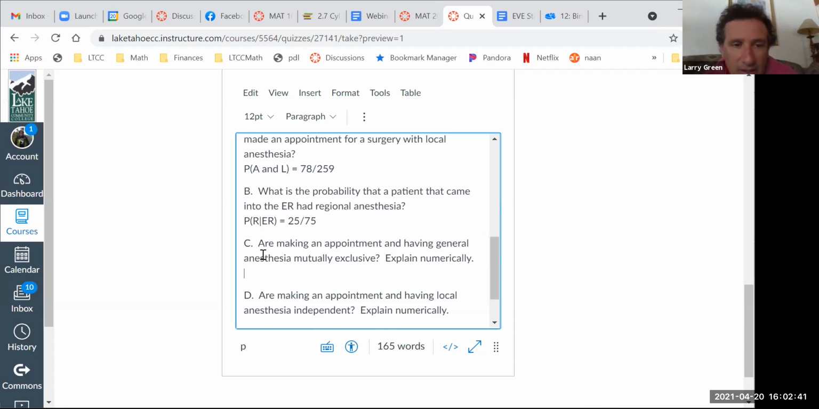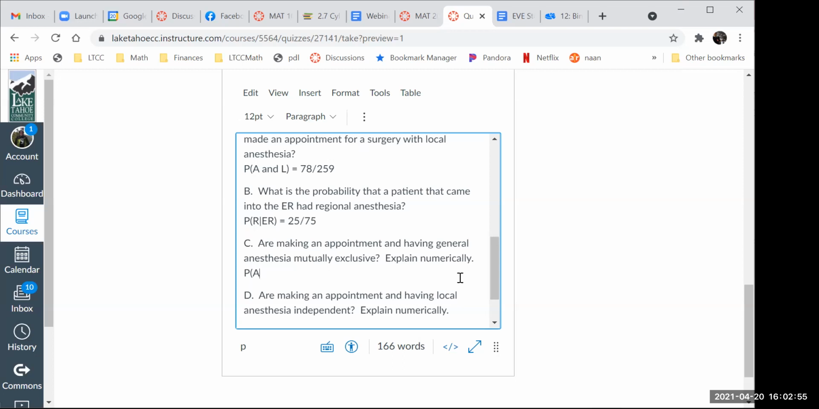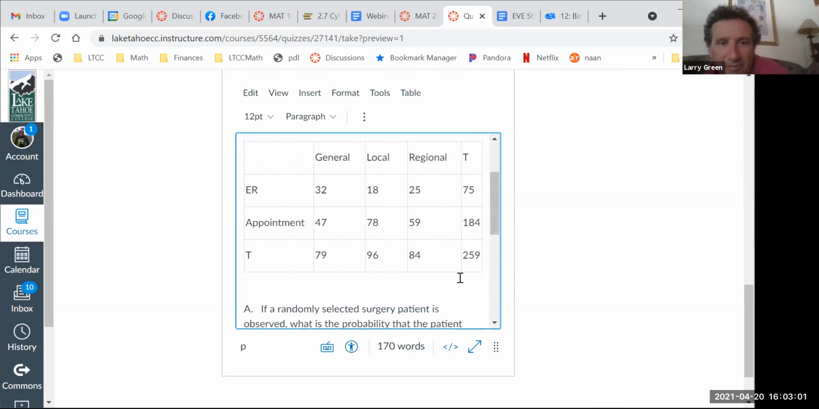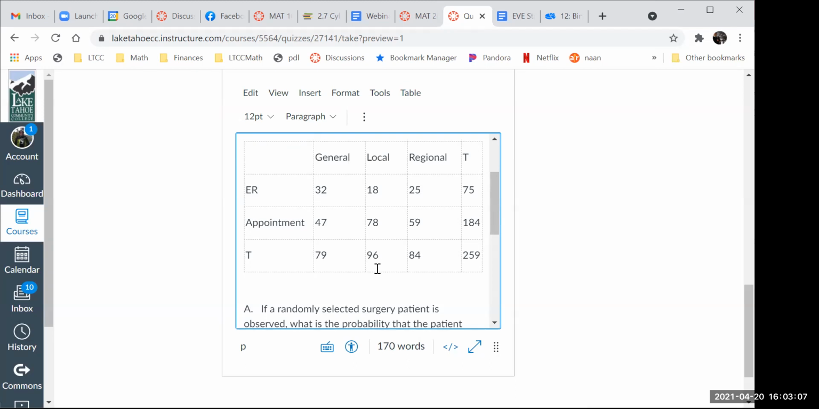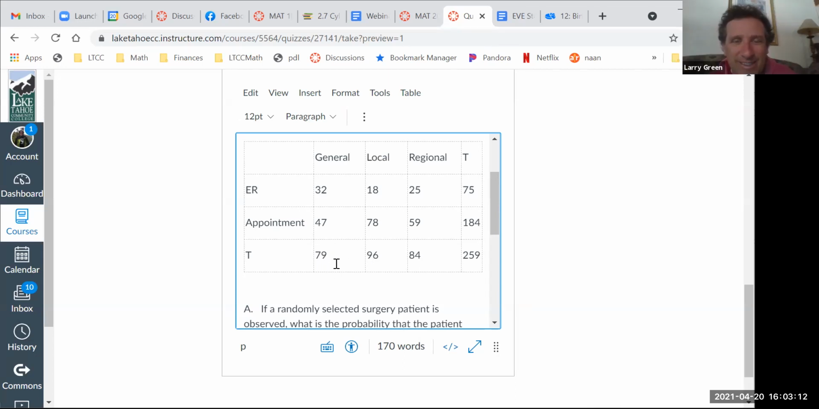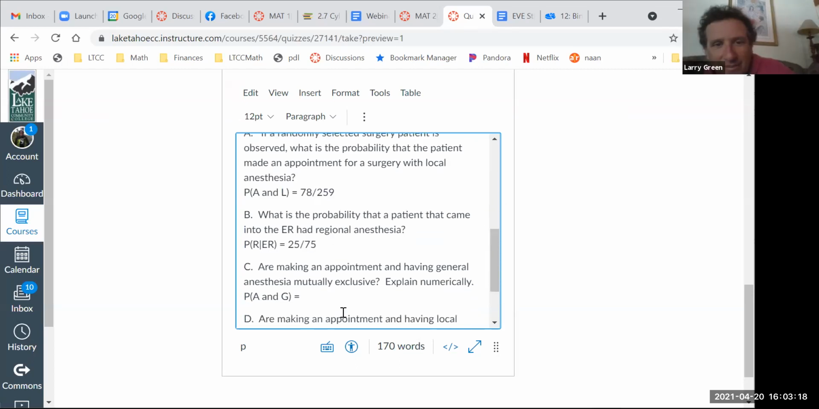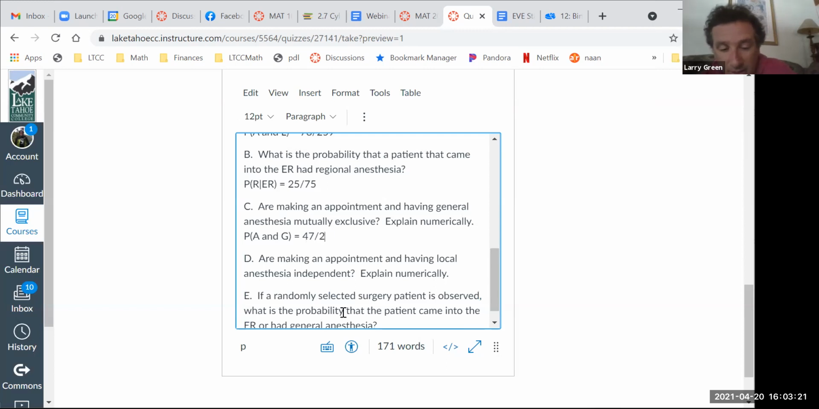how these work. Okay, are making an appointment and having general anesthesia mutually exclusive? Explain numerically. So what probability do I need to check on to find out if they're mutually exclusive? Appointment and general. Yep, so A and G, I'll call it. And let's calculate the probability of A and G. What's the numerator for appointment and general? 47. 47, and the denominator is? 259. Yeah, 259. So it's 47 over 259.